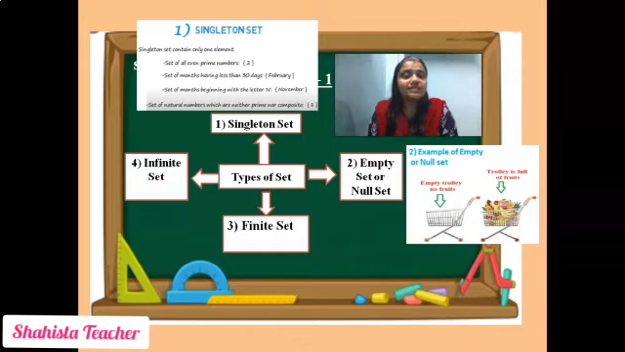So that set is known as a finite set. Finite sets are those sets which can be countable or limited. Such a set is known as a finite set. Let's see the example of a finite set.